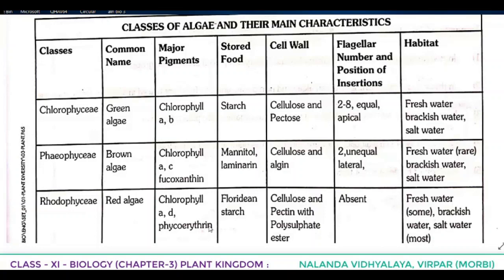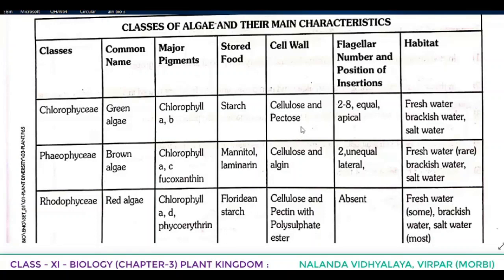Now the stored food: in Chlorophyceae, stored food is starch; in Phaeophyceae, mannitol and laminarin; and in Rhodophyceae, it is Floridian starch. And what is the cell wall made up of?